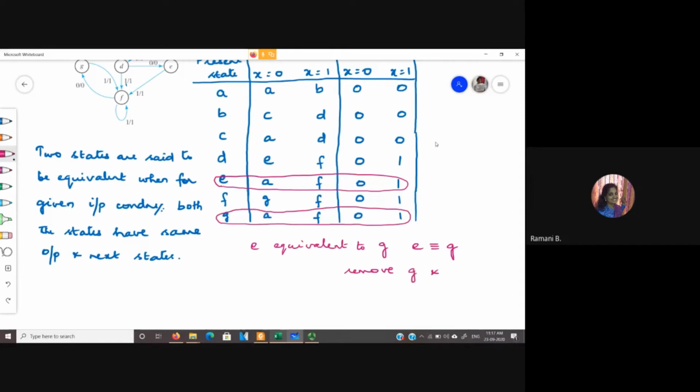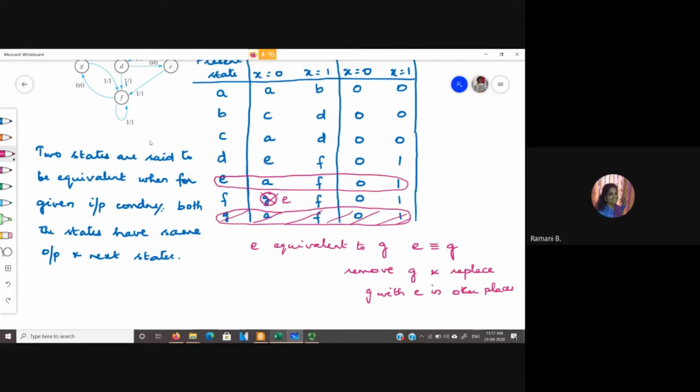Remove G and replace G with E in other places. That is, if you have any, you have to replace it. So I am going to remove state G. I remove this totally from the table. And do I have a G anywhere? So here we have G, so I replace this with E. Now we again compare.